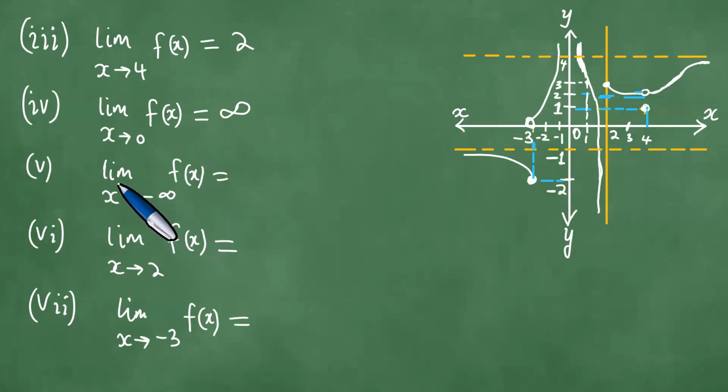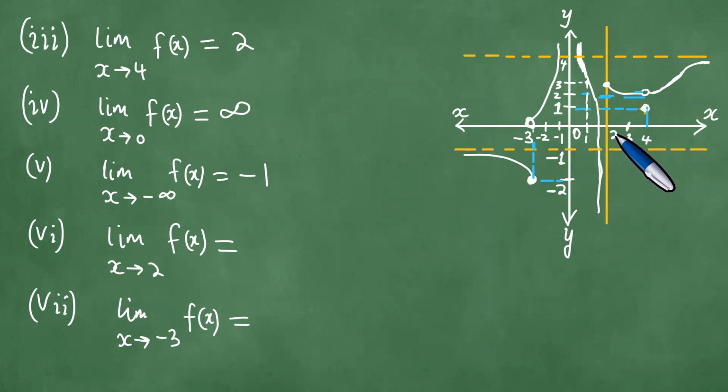Right, the limit of f of x as x approaches negative infinity. When x approaches negative infinity, the function approaches -1. The limit of f of x as x approaches 2.